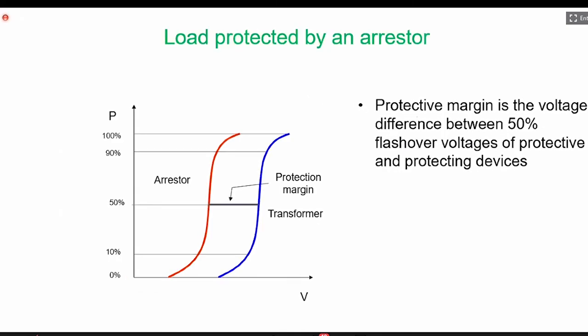Now we argue it in this way. If you have the probability of the arrestors before that of the voltage of the transformer, you can see that the breakdown of the transformer or the load starts just after the 100% probability of the arrestor breakdown happens. So now we say that the equipment is well protected.